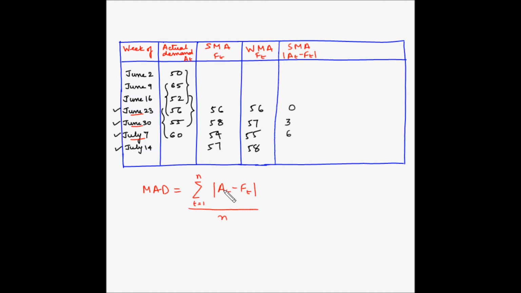So here we have found out the absolute deviation for the individual periods. Now we have to take the sum of all of these. So the sum is 0 plus 3 plus 6, which is 9. So the numerator is done. And since we took 3 values, n is 3. So the mean absolute deviation for the simple moving average is equal to 9 divided by 3, which is equal to 3. Now let's do the same calculation for the weighted moving average.